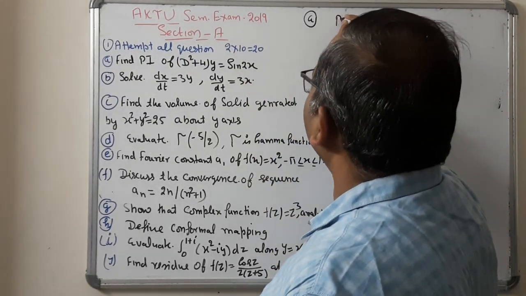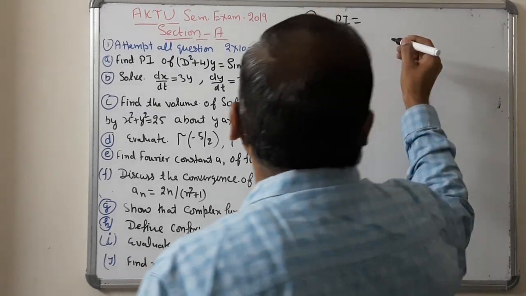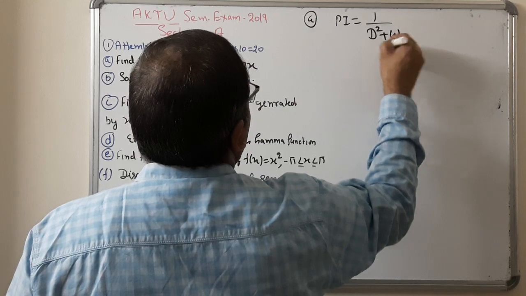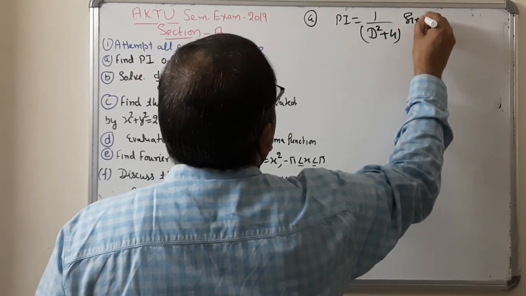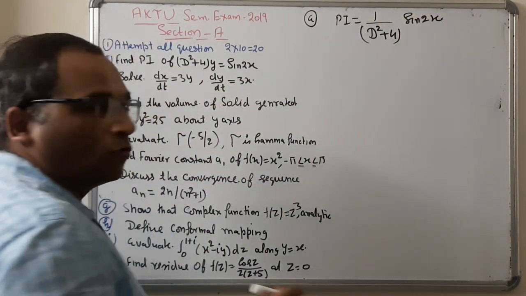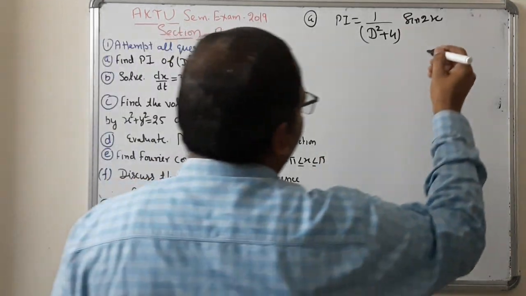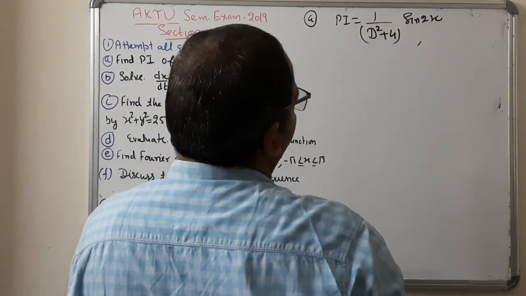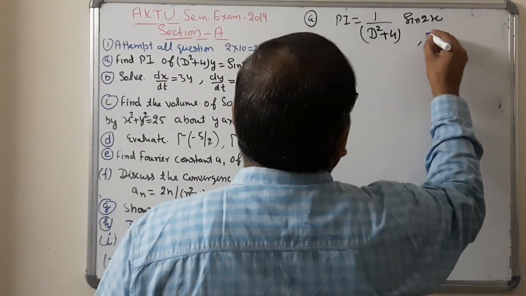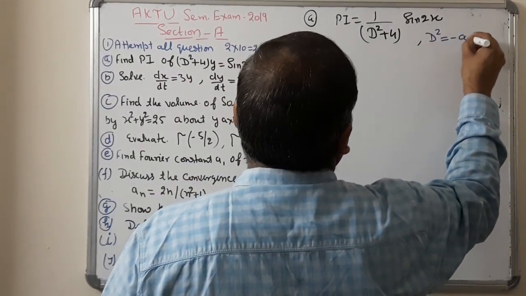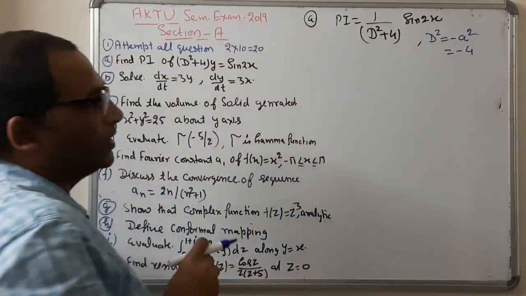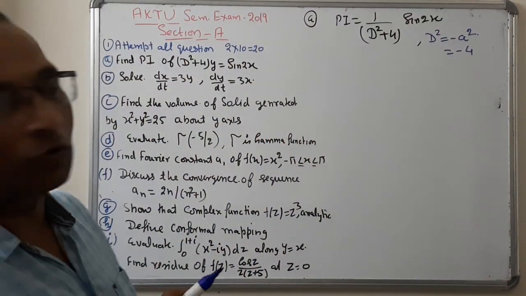What is PI? PI will be equal to 1 upon D square plus 4 on sine of 2x. What is the rule for sine ax? The rule for sine ax is put D square equal to minus of a square. That means minus of 4. If we put D square equal to minus 4, the denominator equals 0.